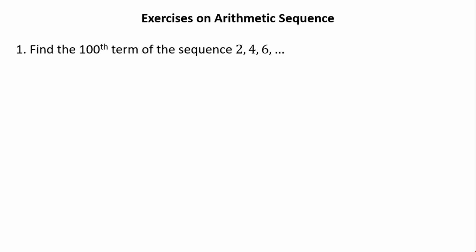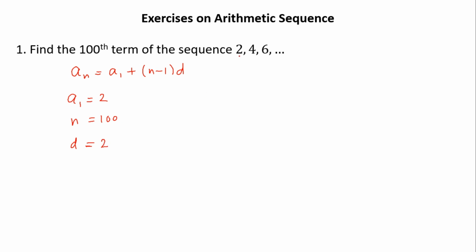Here, we'll just use the formula for the nth term, which is given by a sub n equals a sub 1 plus n minus 1 times d, where a sub n is the last term, or the term that we are finding, a sub 1 is the first term, n is the number of terms, and d is the common difference. Let's list down the needed values. A sub 1 obviously is equal to 2, n is equal to 100 since there are 100 terms from the first term up to the 100th term, and the common difference is just equal to 2.